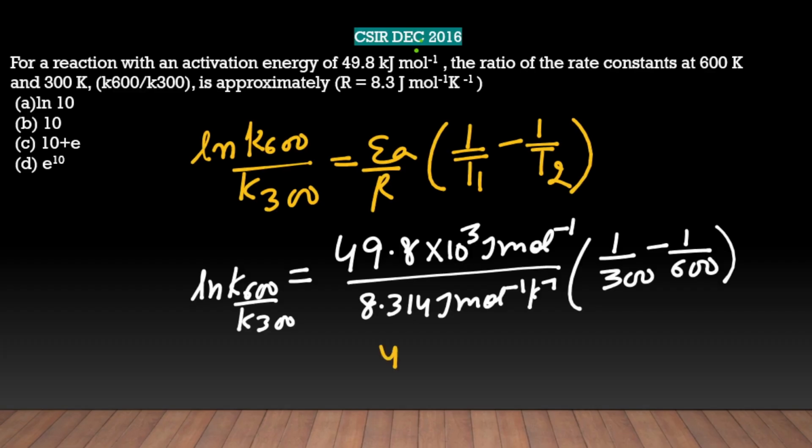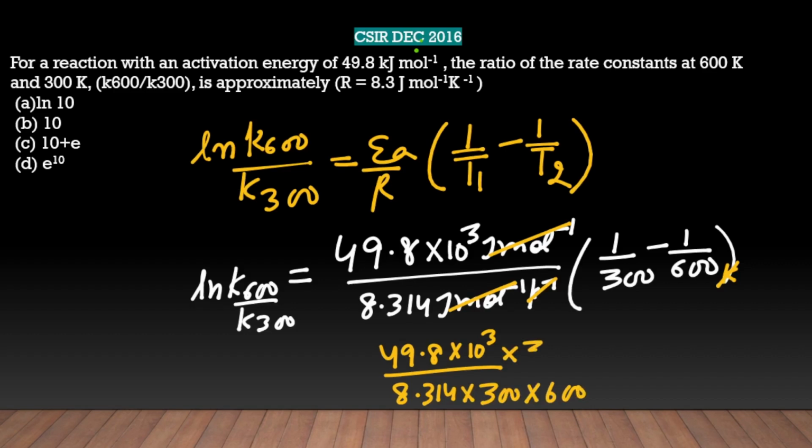It will be 49.8 into 10 raised to the power of 3. The joule per mole term is cancelled out. This is in Kelvin, so Kelvin and per Kelvin are cancelled out. Here it is 8.314 into 300 into 600. Here in the numerator the difference will be 300.